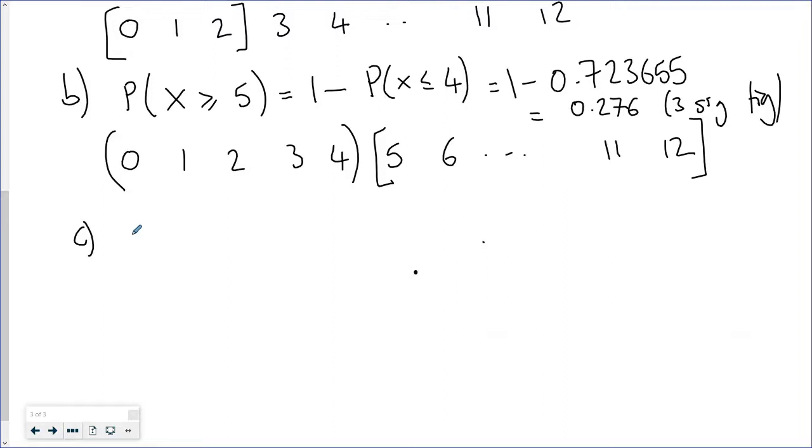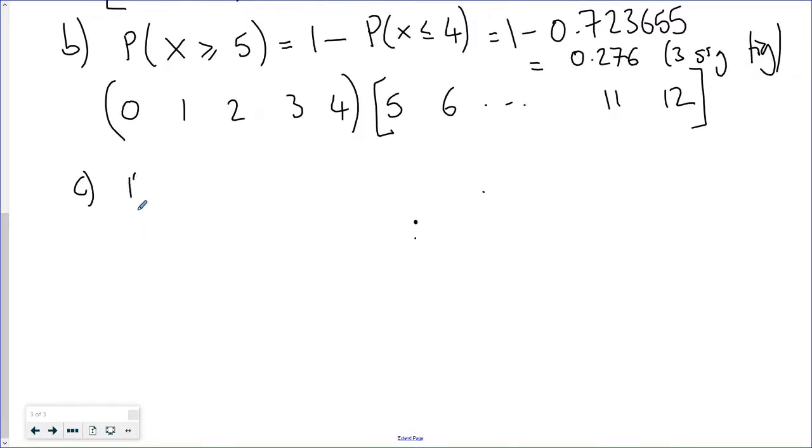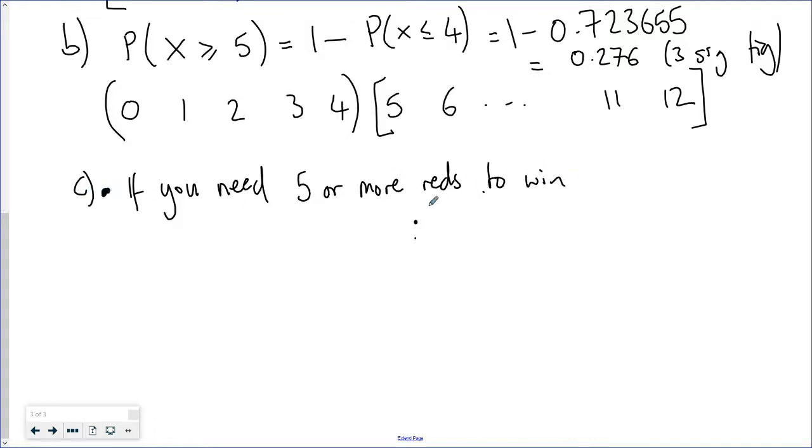So let's try and say if you need 5 or more reds to win. So let's just guess and say you need 5 or more reds to win. Well, we've actually already worked out what the probability of someone winning a prize is. So here, the probability of someone winning is just going to be the probability of X, the number of reds, being greater than or equal to 5. Because remember, if people win 6, 7, 8, all the way up to 12 reds, then they would still win because they have the required amount, which is 5.